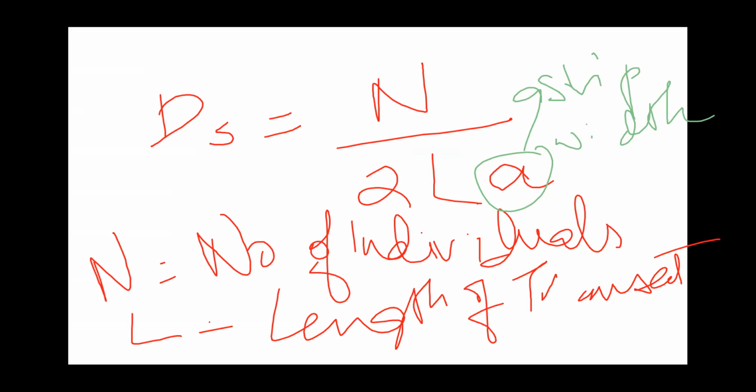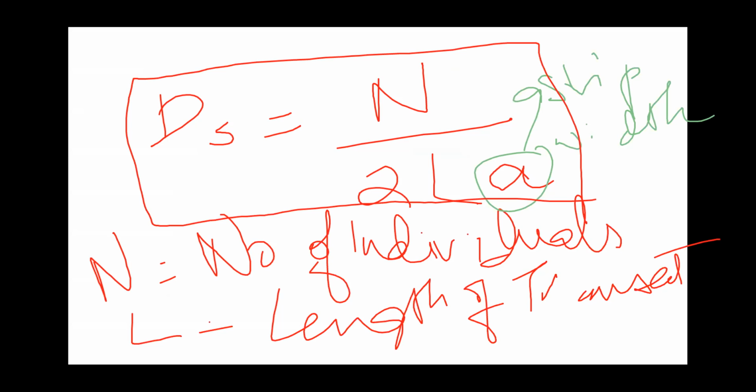Everyone has noted this formula, so can I clear it now? Yeah, note down this formula. Ds, that is population density, is equal to n upon 2LA. For A, just write it, it's a constant which tells us about the effective strip width, and it is directly proportional to the perpendicular distance of sighting.